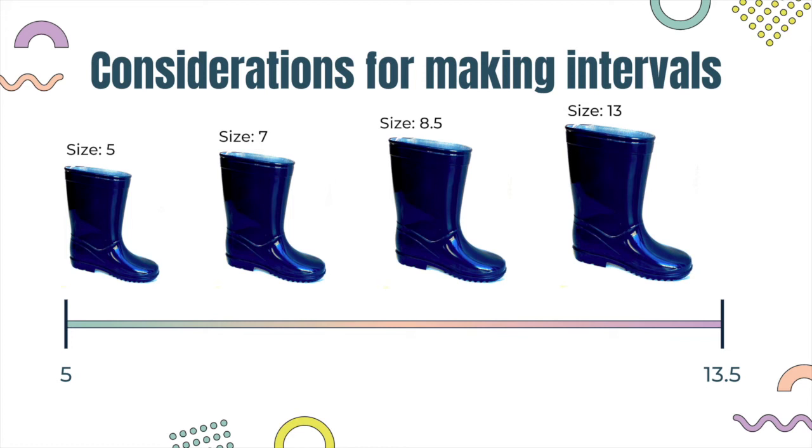In our case, let's make the range bigger by adding 0.5 to the max. 0.5 is the smallest increment shoe sizes come in. Now the problem of missing shoes of size 13 in the histogram is solved.